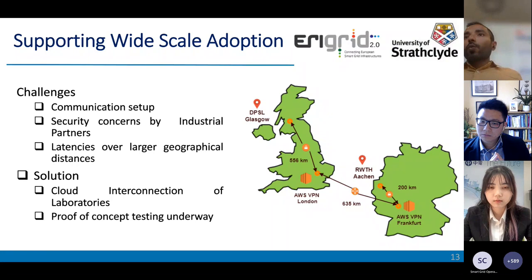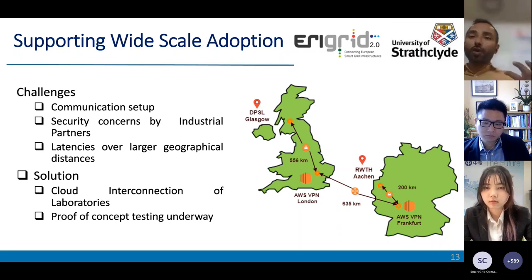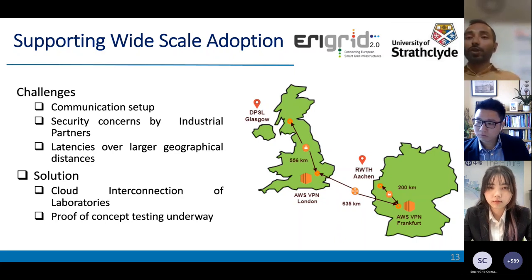To address this, we have come up with the approach to connect the laboratories through cloud platforms. In this particular example that you see on the right-hand side, we use Amazon Web Services to interconnect different laboratories. There are two reasons why we did that. One is because most organizations utilize some cloud platform. Although here the demonstration is using AWS, any other cloud provider can be used.